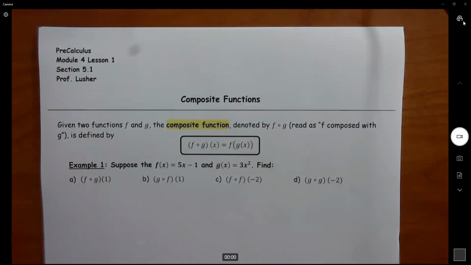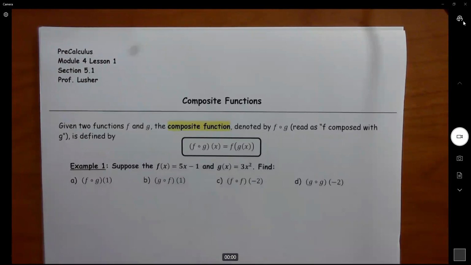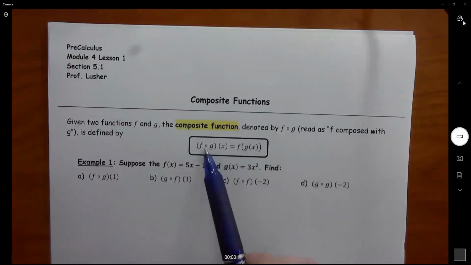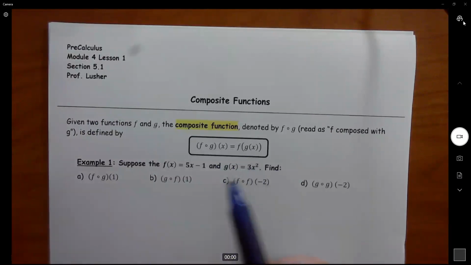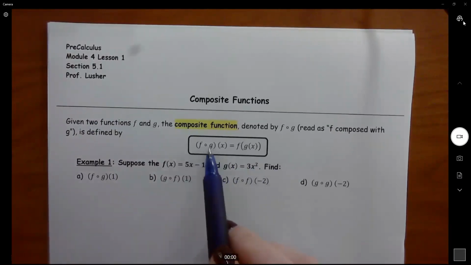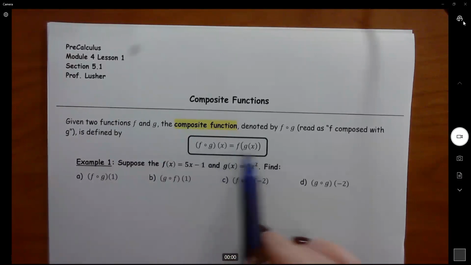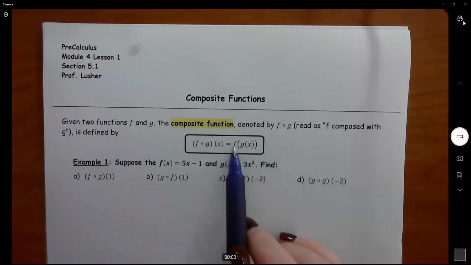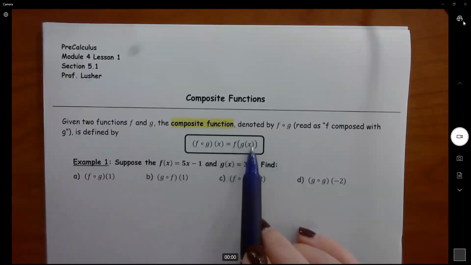So your definition of a composite function here is given two functions f and g, the composite function denoted by f∘g, reads as f composed with g, is defined by this right here. So a lot of times we call this f∘g, right? But this isn't an O. This is a little dot with an open circle. And so this is f composed of g, but a lot of times we'll say right here, this is f of g, okay? Our function f of our function g.